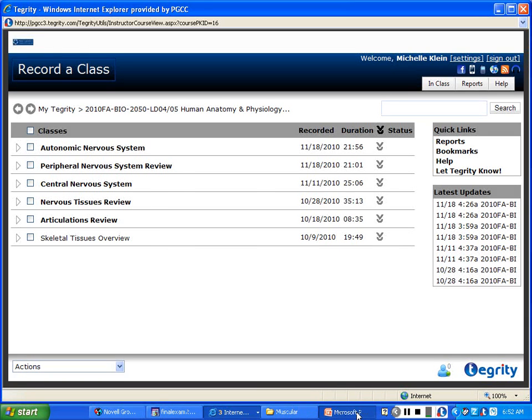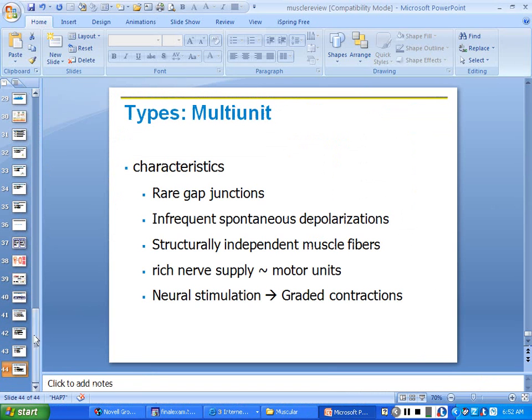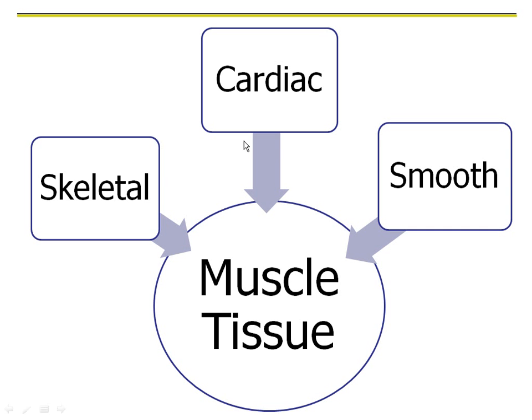So now we kind of review the very last content area of the class. I can't hear for all the applauding. The last organ system we looked at was the muscle system. And we started by comparing and contrasting the three different types of muscle tissue.